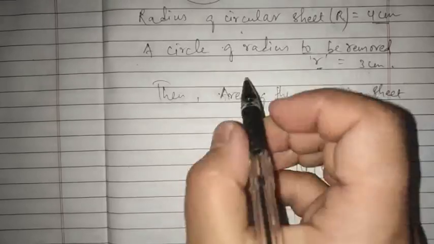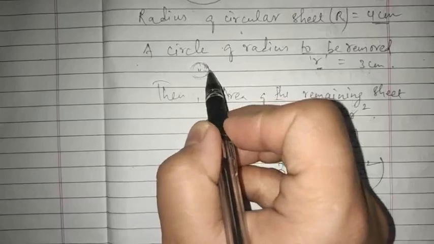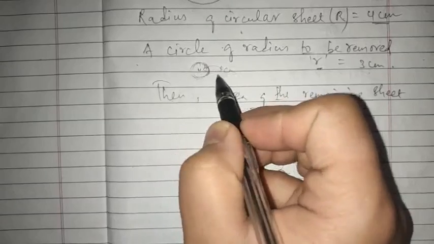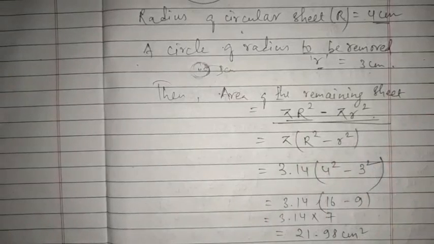So first of all, the big circle was there, which had a radius of 4 centimeter. Now from here the 3 centimeter radius has been removed. That is, to find the area, this will be the formula. Understood? So let us now proceed to question number 6 also.